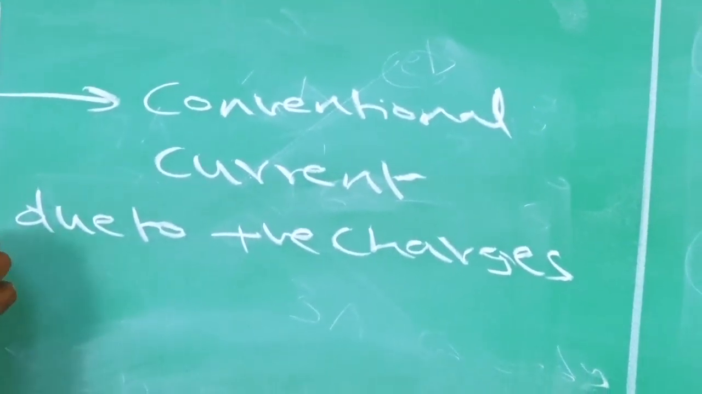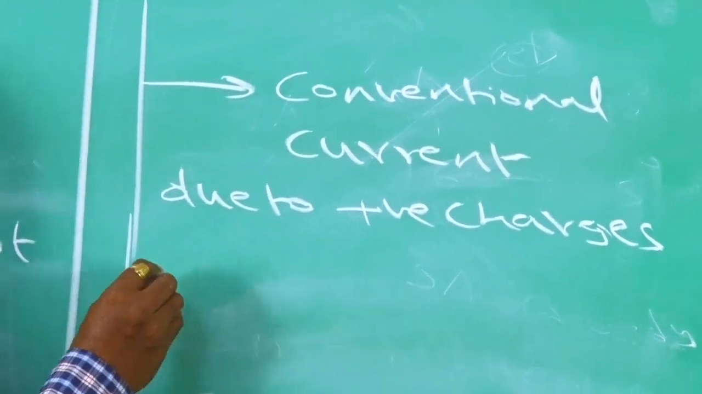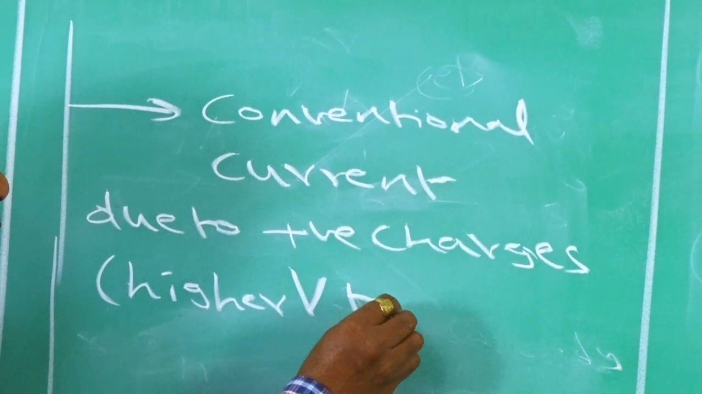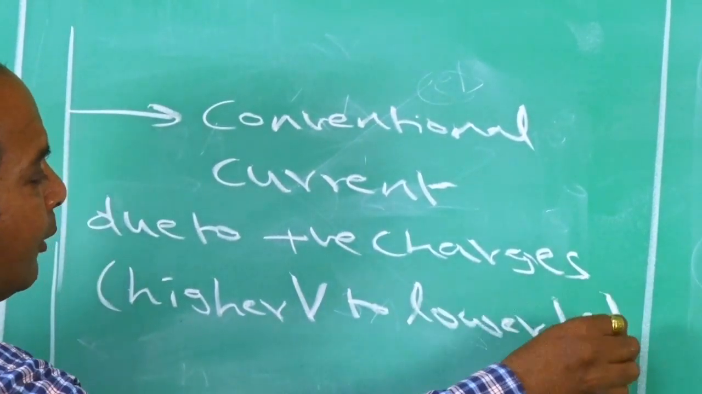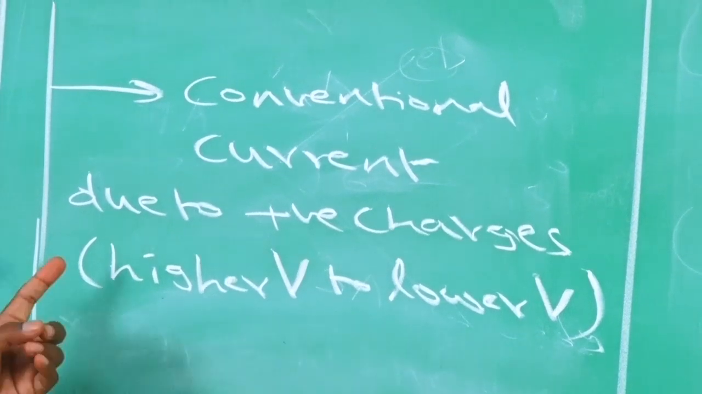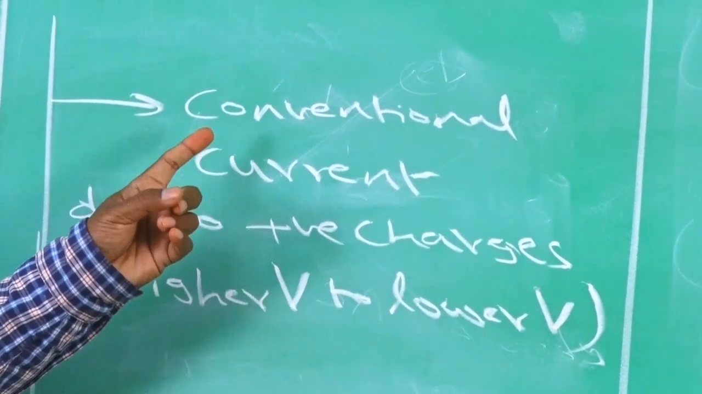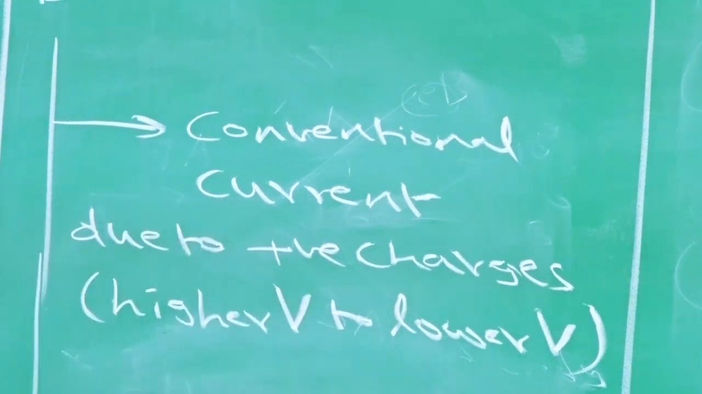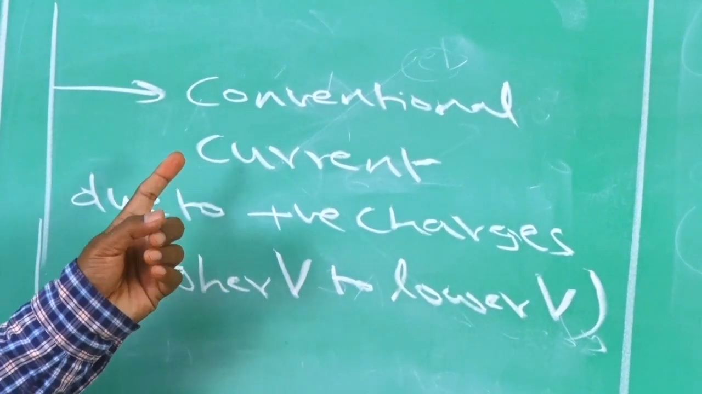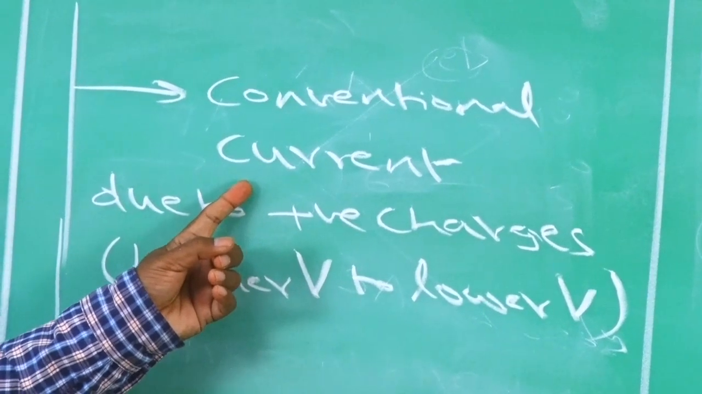Always this conventional current, the flow of positive charge, flows from higher potential to lower potential. When the current is from higher potential to lower potential, that current is conventional current. Generally, for electric circuits we use the arrow mark to represent the conventional current only.